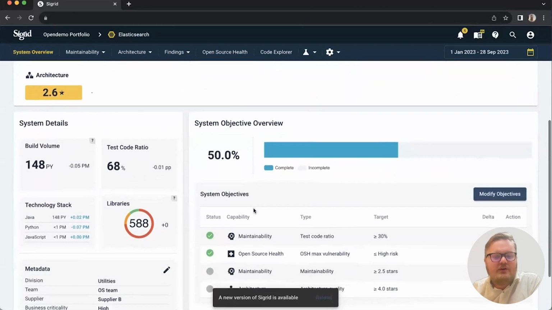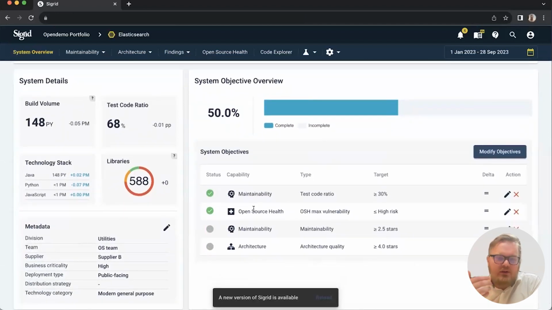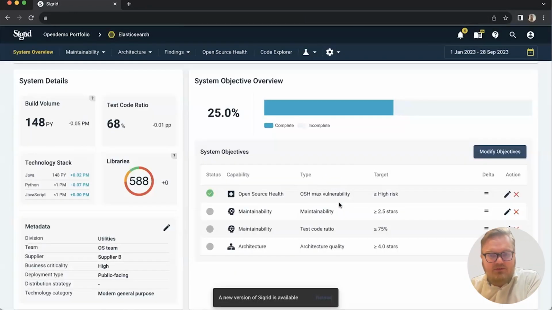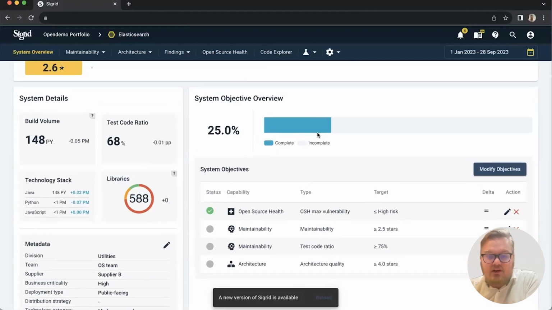But for instance, what if you want to add a new goal, or what if you want to change something? The test code ratio has been set on 30%. We're currently at 68. Maybe we've discussed in the team that we want to achieve a 75% test code ratio in the future. You can just easily save the new objective. And now you can see that only 25% of the targets has been met, because the test code ratio is now no longer in compliance with the target that has been set.